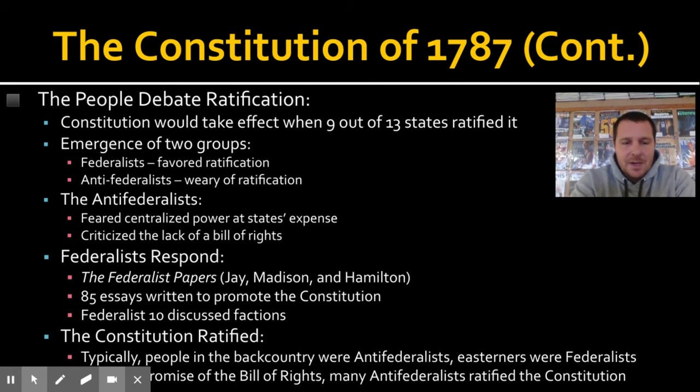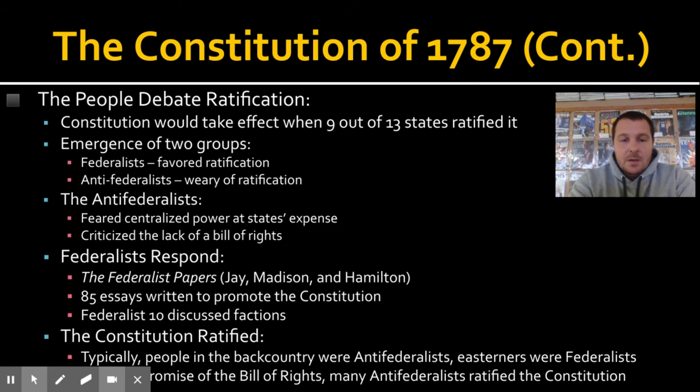But some things to keep in mind there at the very bottom of the screen. It says typically people in the back country, so we're talking rural America, the farmers, were Anti-Federalists, whereas the Easterners were the Federalists. The major concern from the Anti-Federalists was that the new Constitution didn't have a Bill of Rights. And so the way that the Federalists got the Anti-Federalists to ultimately ratify the new Constitution was to promise a Bill of Rights would be put in immediately as soon as it was ratified, which it was.